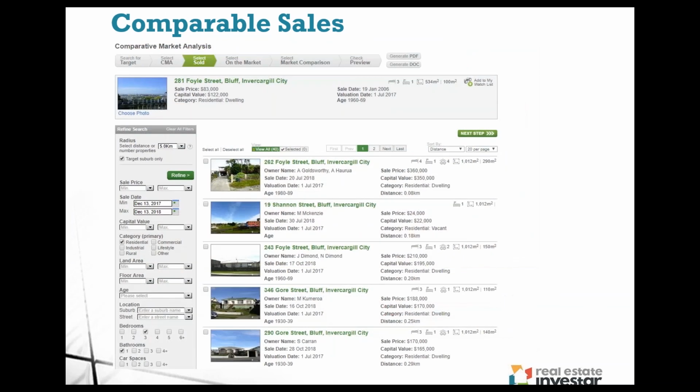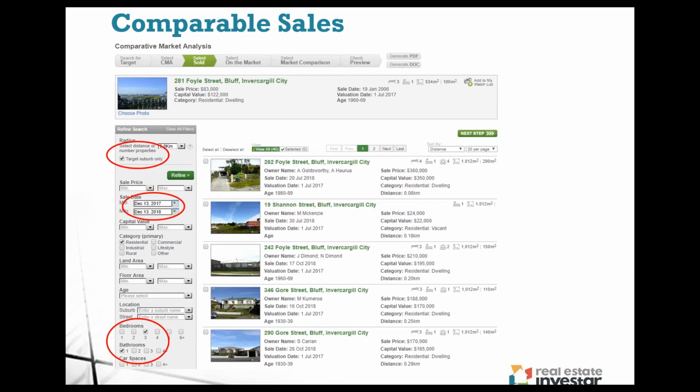Okay, so I've clicked on that and you'll see the refined search on the left-hand side. So we've got our target property at the top, but of course it's going to come back with way too many properties unless we drill down. Now, personally, I will put target suburb only. You can do this from 1 kilometre to 5 outwards about the search radius around the target property you like.